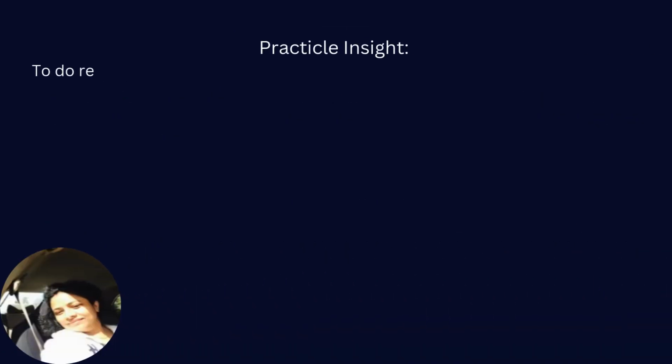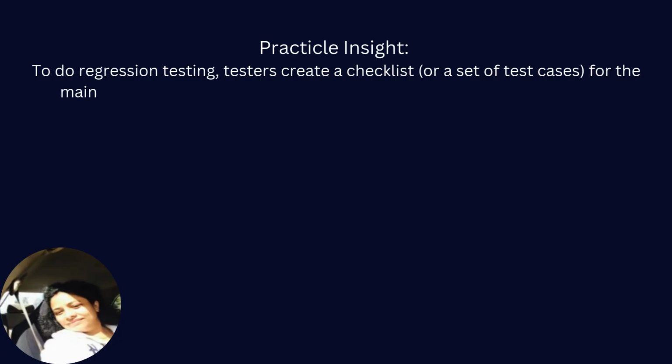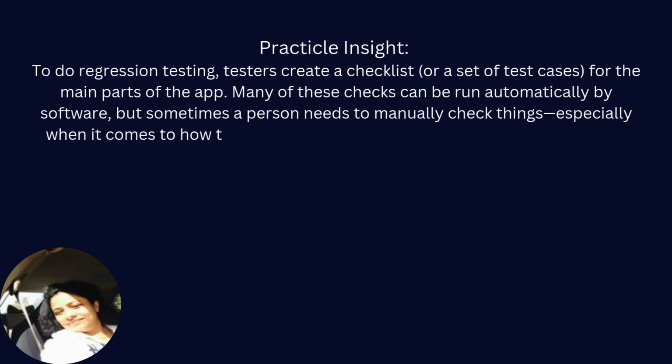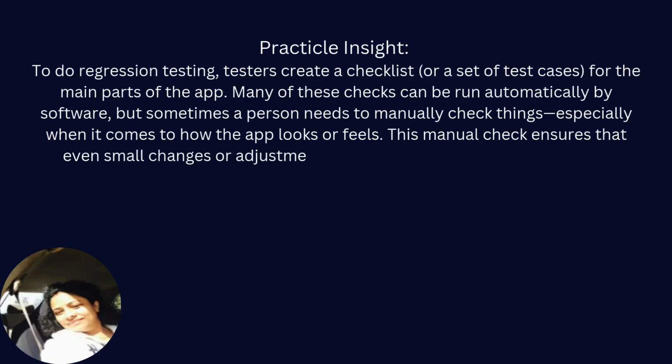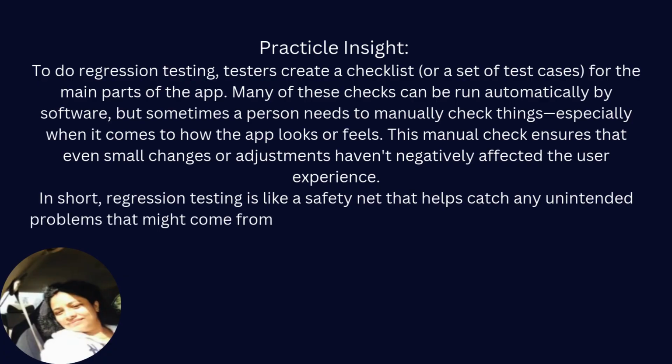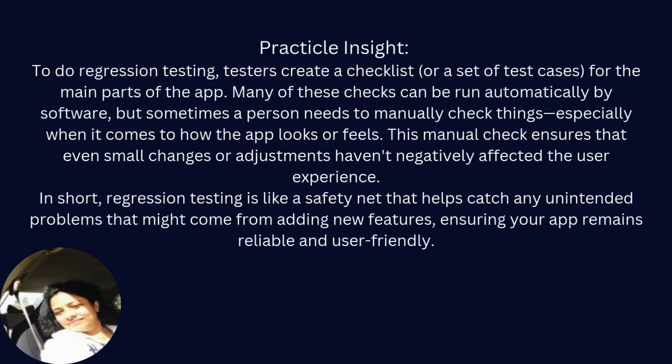Practical insight. To do regression testing, testers create a checklist or a set of test cases for the main parts of the app. Many of these checks can be run automatically by software, but sometimes a person needs to manually check things, especially when it comes to how the app looks or feels. This manual check ensures that even small changes or adjustments have not negatively affected the user experience. In short, regression testing is like a safety net that helps catch any unintended problems that might come from adding new features, ensuring your app remains reliable and user friendly.